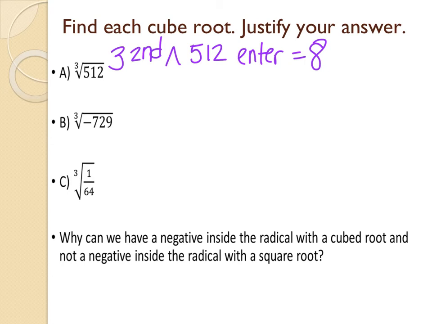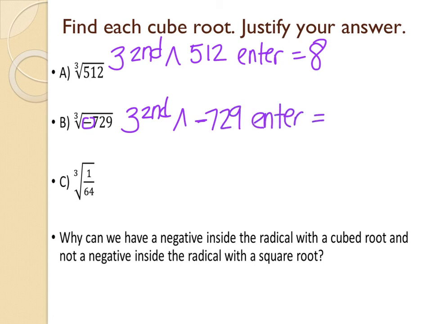B, the cube root of -729. So I know that my radicand is negative, so my answer is going to be negative. So I'm going to hit 3, second, house top, negative, not your minus sign, 729, and I'm going to hit enter, and I get -9.